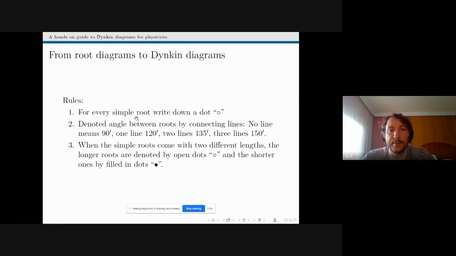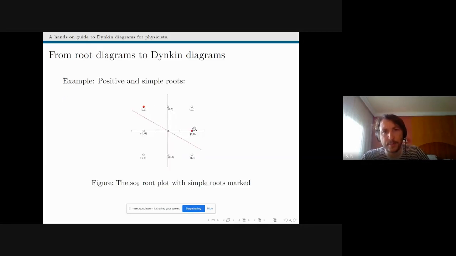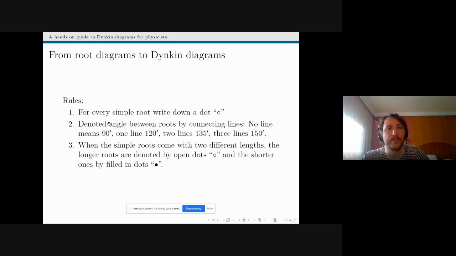For every simple root, write down a dot. So in our diagram for a rank 2 Lie algebra, we'll write down 2 dots. Denote the angles between the roots by connecting lines. So no line between the 2 roots means 90 degrees. 1 line means 120 degrees. 2 lines means 135 degrees. And 3 lines means 150 degrees. And these are the only possibilities coming from the geometry.